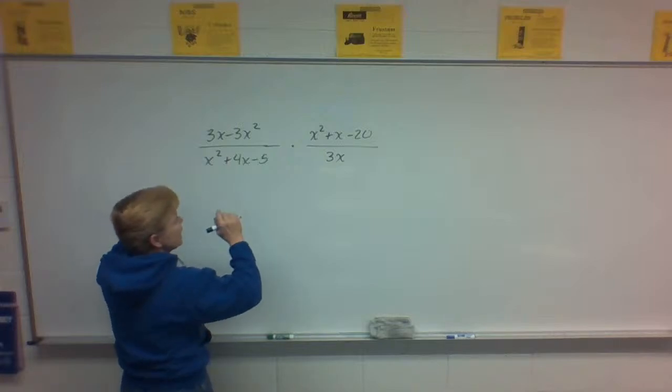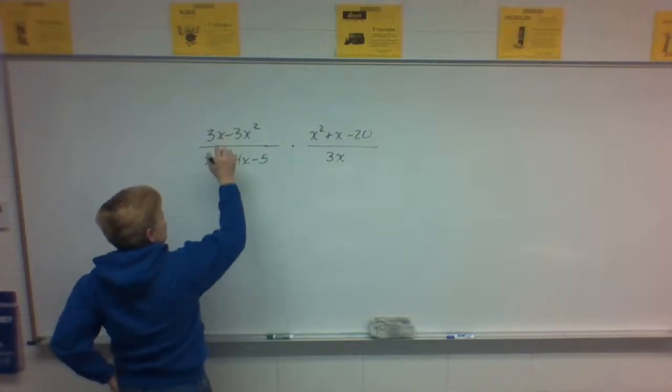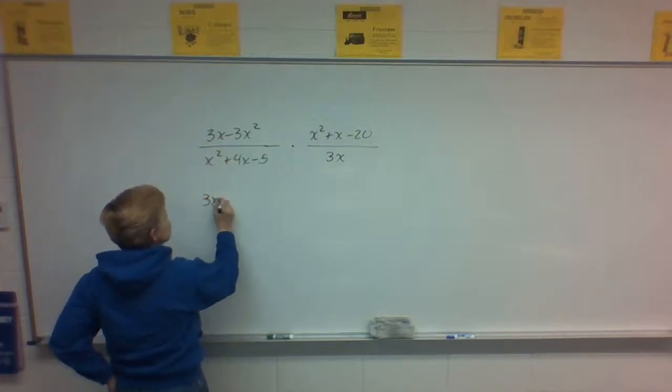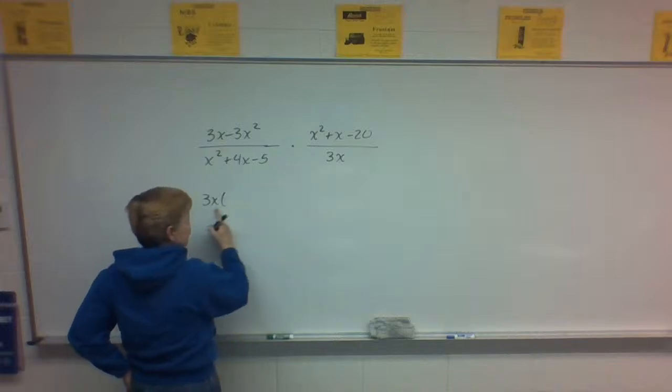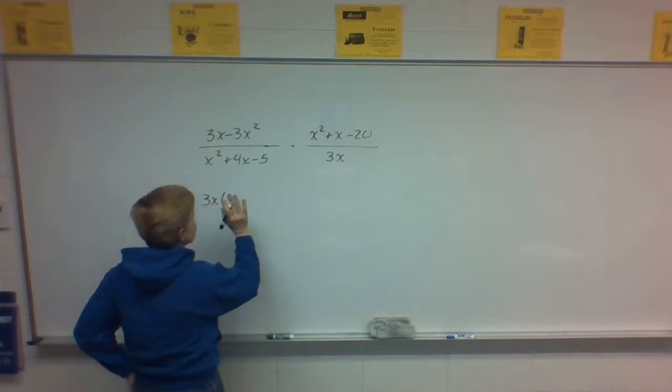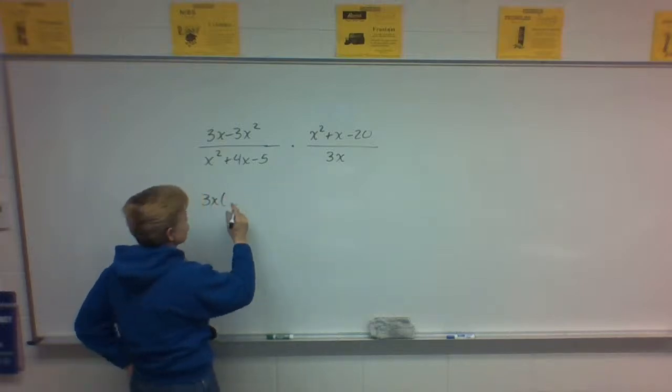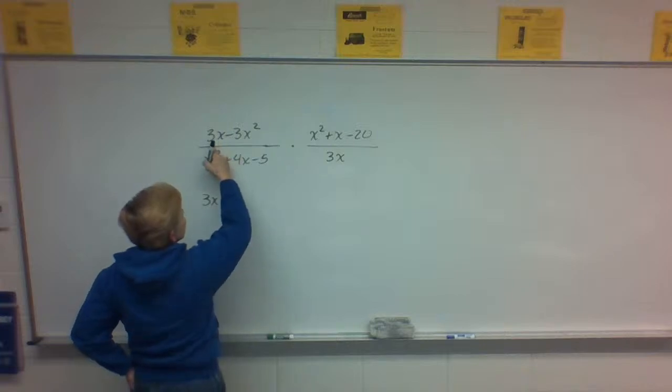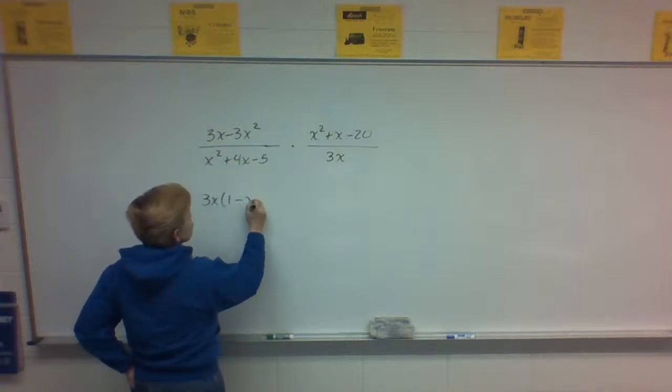The very first thing, anytime you're required to factor, is to pull out what's common. I got a 3x coming out of there. Remember what I wrote over here? That's going to go, so don't cancel things till everything's all factored. 3x, and what's left here, if I pull a 3x out, is a 1 minus x, right?